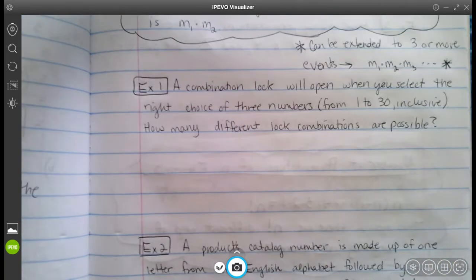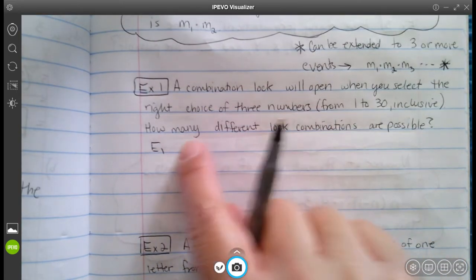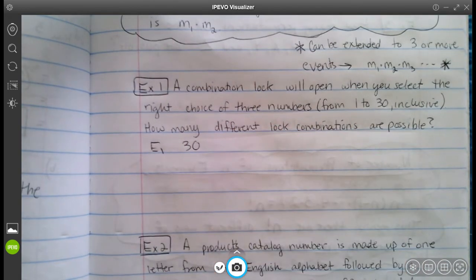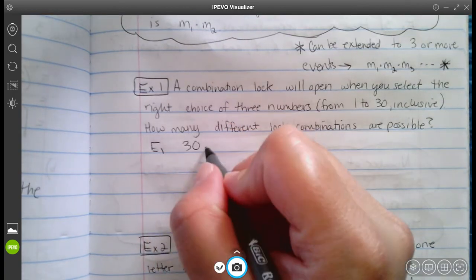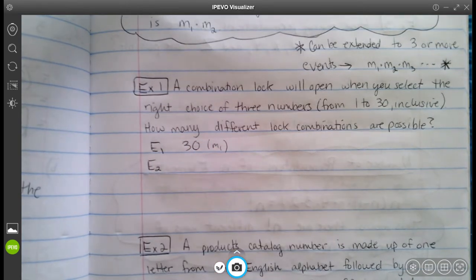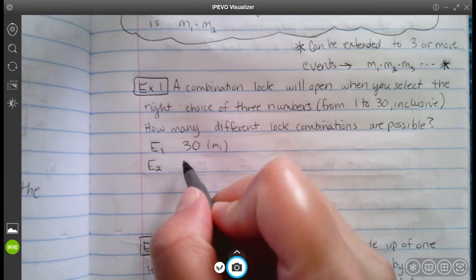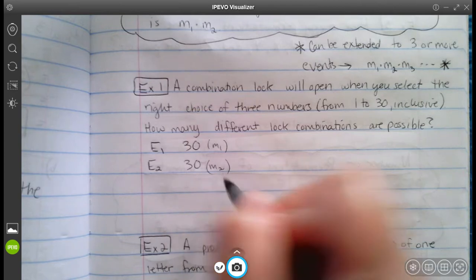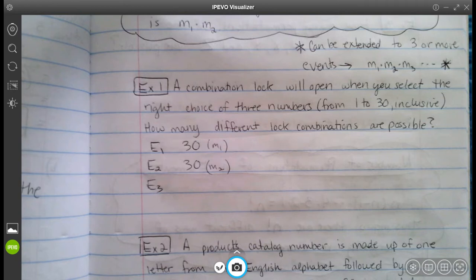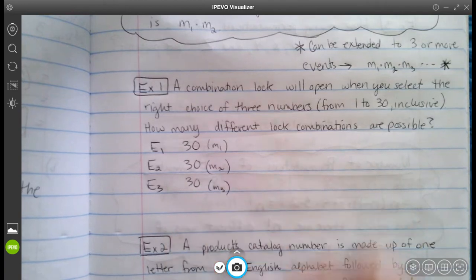For event one, we have 30 possibilities, right? 1 to 30 is 30 numbers. So we have 30 different ways we can get that. This would be our M1. For event two, now we're picking the second number. We're not taking any of these numbers out, so this is with replacement, which means we also have 30 possibilities. For event three, again, we're not taking any numbers out. We're putting all numbers back in there. So we still have 30 possibilities, which would be M3.